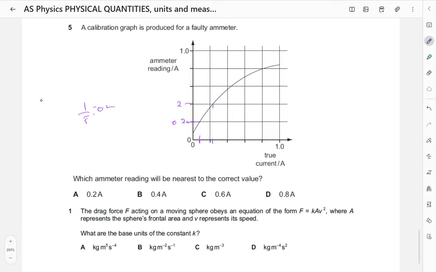So this is 0.2, 0.4, 0.6, 0.8. So when it is 0.4, here it is not 0.4. When it is 0.6, here it is just above 0.4. When it is 0.8, here it is also 0.8, so the answer is going to be D. When the ammeter reading is 0.8, the true value is also 0.8, so the answer is D.